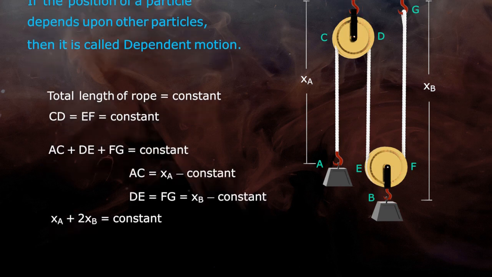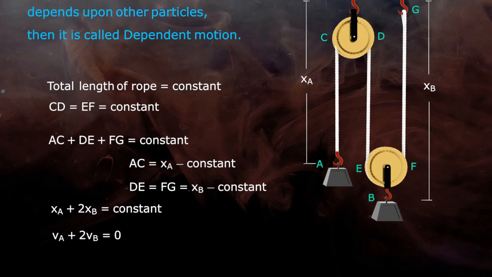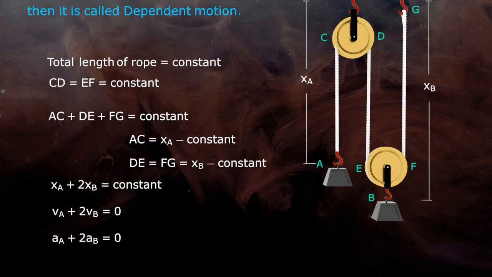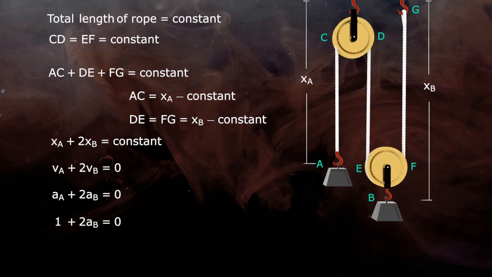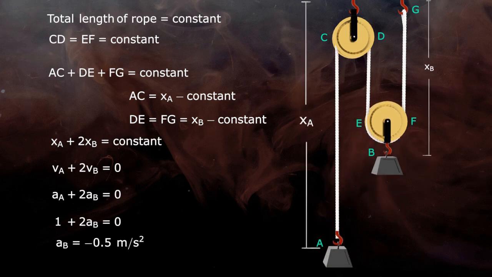If we differentiate this equation, we get a relation between velocities of particles. Again, by differentiating the velocity equation, we get relation between accelerations. Now, if block A is moving in downward direction with acceleration of 1 meter per second square, block B will move in upward direction with 0.5 meter per second square acceleration. Thus, if block A changes its position or is moving with some velocity or acceleration, block B will have half of that amount but in opposite direction. Likewise, we can derive equations for any system of particles.